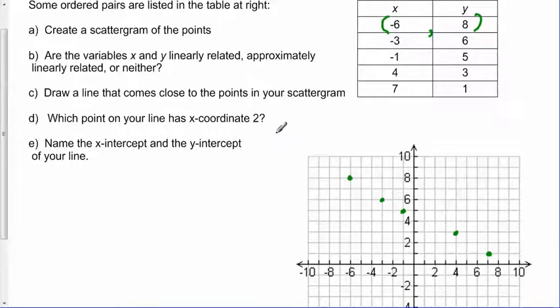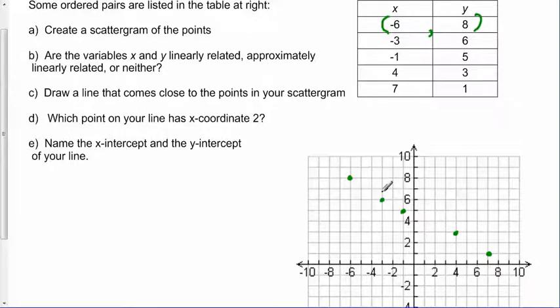Now we want to ask ourselves, does it look like they're linearly related, approximately linearly related, or neither? Linearly related would be that if we were to put a straight edge down on these points, we would see that they all fall exactly on the same line. Approximately linearly related would be that they're close to being on the same line, but there might be a few that vary a little bit. And then neither would be that they really don't fall in a straight line. They're just a random pattern, or maybe there's some kind of a curve if we were to connect them up.